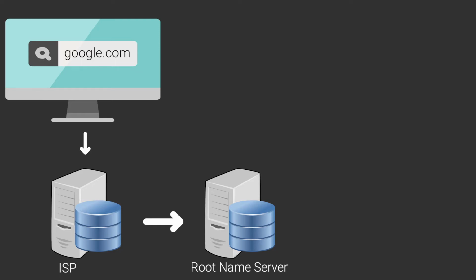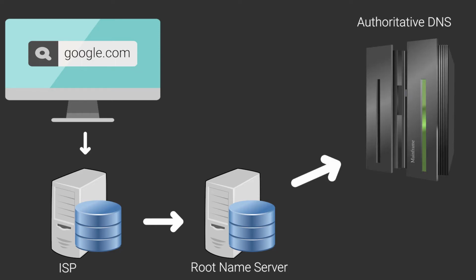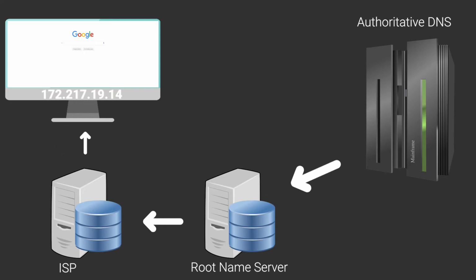If root name server doesn't know the IP address, it returns a list of authoritative servers for .com domain. Because Google have top level domain which is .com, then it finds it there and returns back to the name server of ISP. Then your ISP send it back to your computer. This process is a bit more complicated, so I skipped some parts for the sake of simplicity.